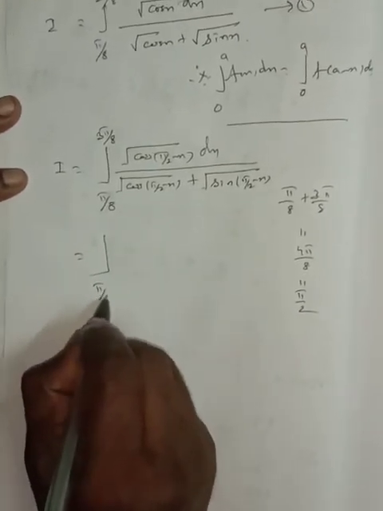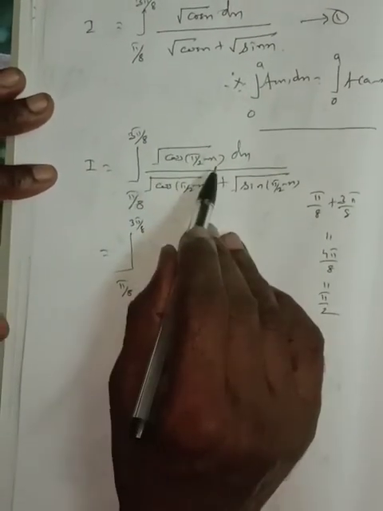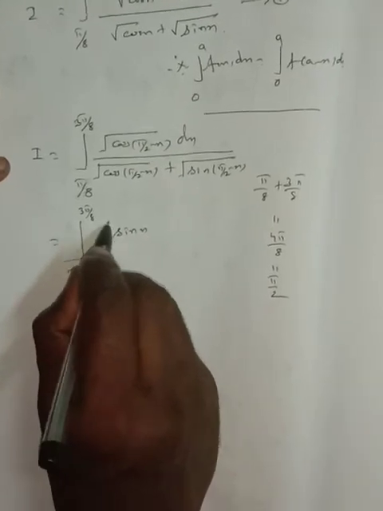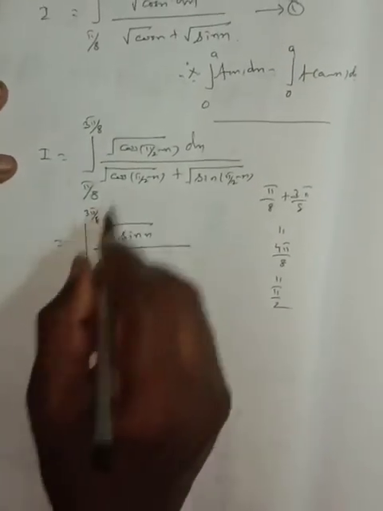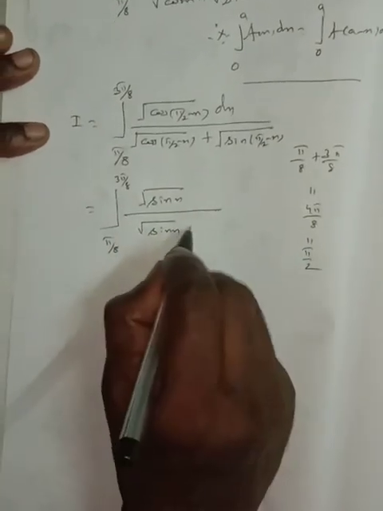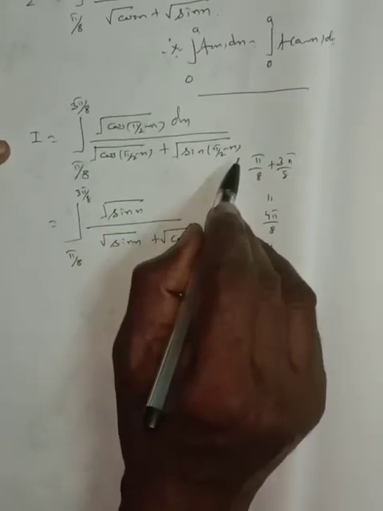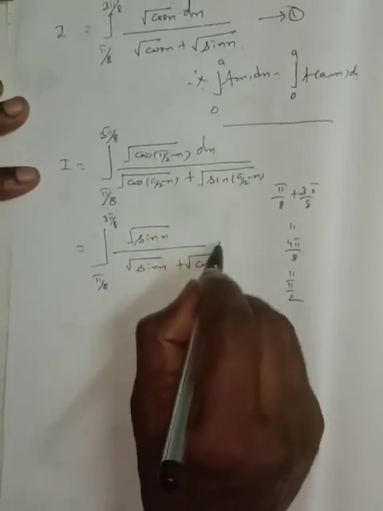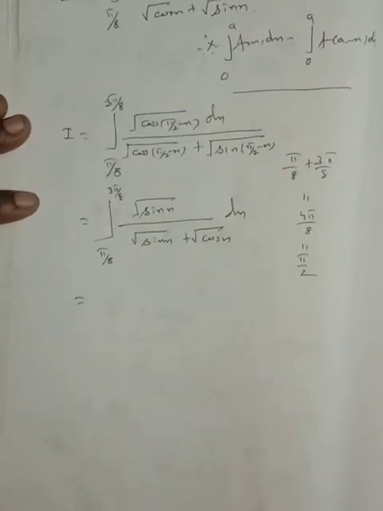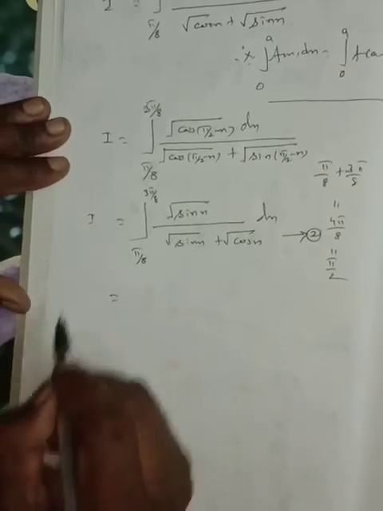is equal to integral pi by 8 to 3 pi by 8. Cos 90 minus theta is sin theta, so root of sin x divided by root of sin x plus root of cos x. Cos 90 minus theta is sin theta, sin 90 minus theta is cos theta, an already known result from trigonometry. Now number this as equation 2.